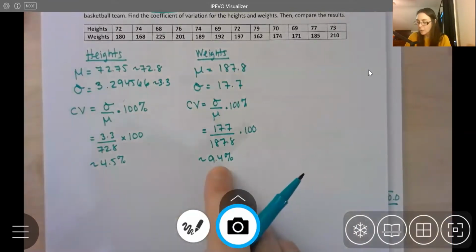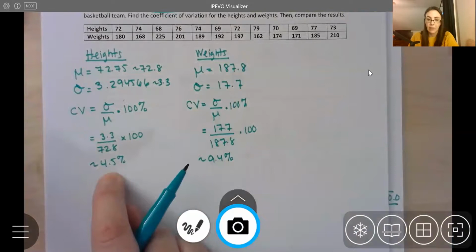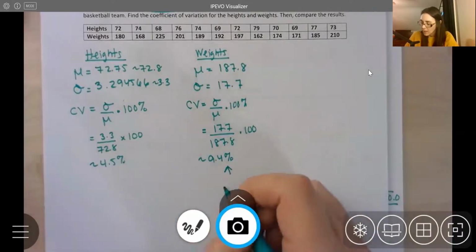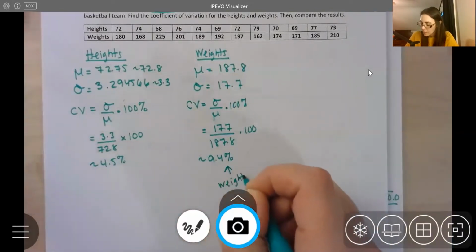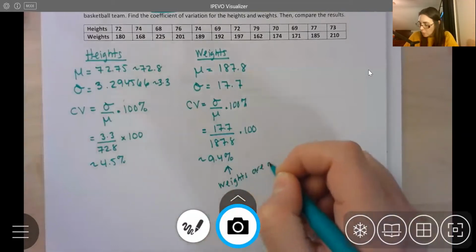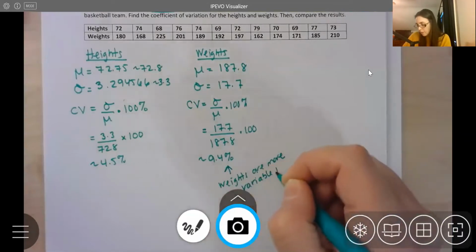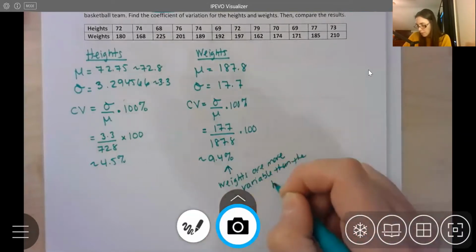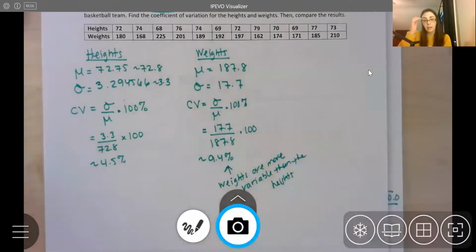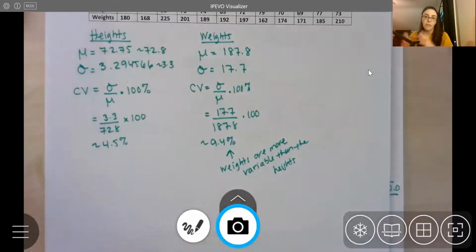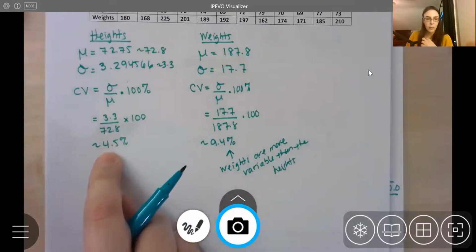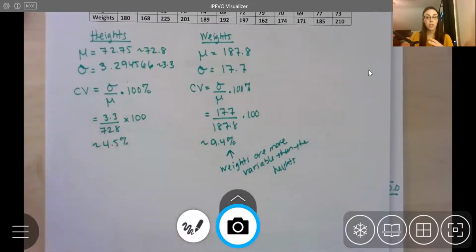So clearly 9.4% is bigger than 4.5%. So this data set, the weights, are more variable than the heights. Because the percent is larger here, we have more spread in the data. So there's more variety, more diversity. They're not as close around that mean. Whereas for the heights, our percent was only 4.5%. So the larger your percent, the more variable your data is.